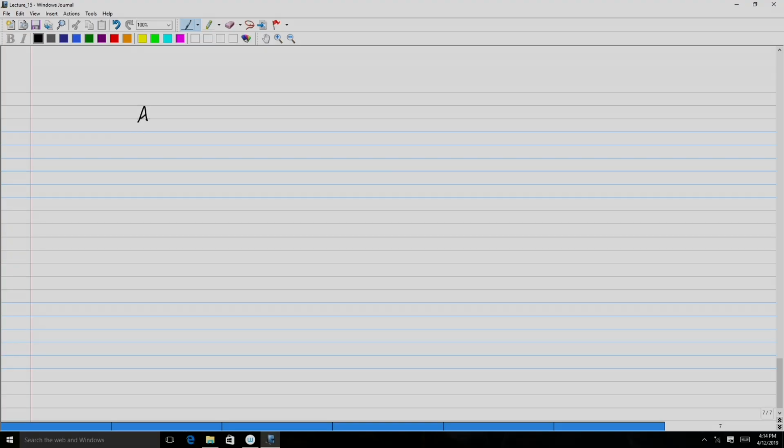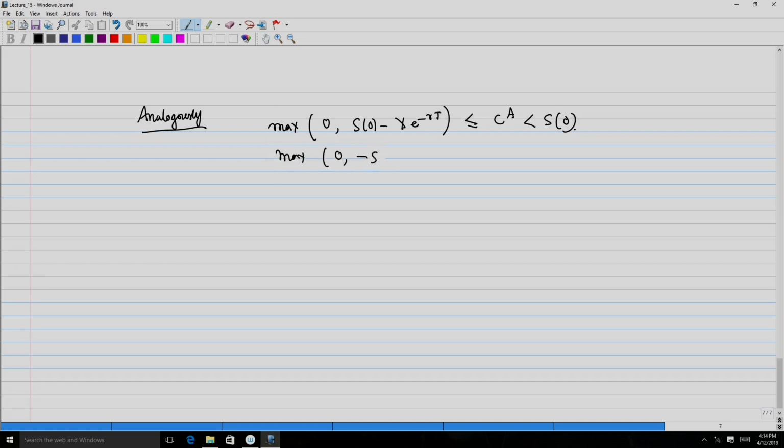Now, we state the analogous results on the bounds in case of American options in a similar way. So, analogously, we can show that maximum of 0 and S 0 minus x e raised to minus r t is less than or equal to C A, strictly less than S 0, and maximum of 0 minus S 0 plus x is less than or equal to P A, strictly less than x.